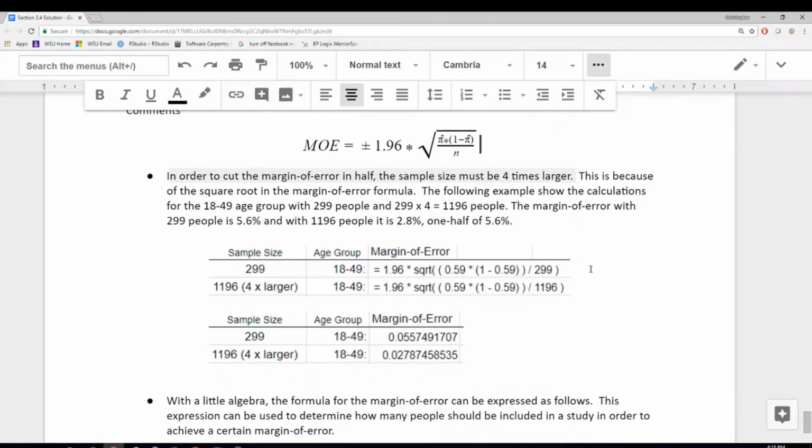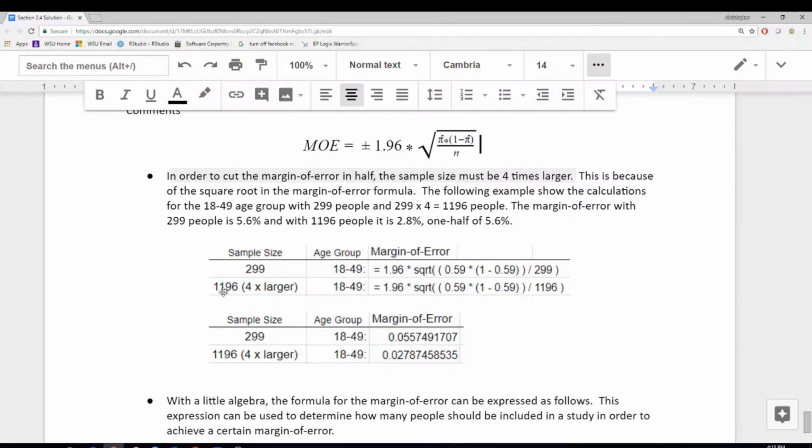And the reason for that is because that sample size quantity sits underneath the radical sign, underneath the square root. Okay, so here I'm just showing you some of the calculations. I'm going to use the 18 to 49 age group. This first line is what we had up above. There was 299 people there. Let's suppose this poll, though, instead had 1,196. Now, I got that number because that is 4 times larger than 299.